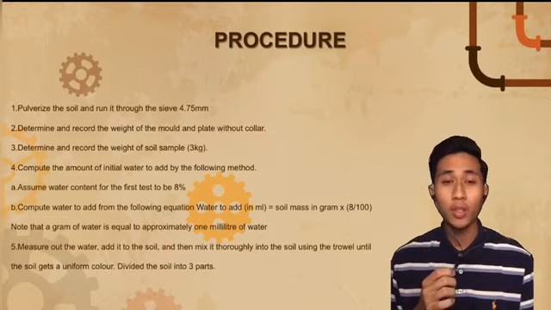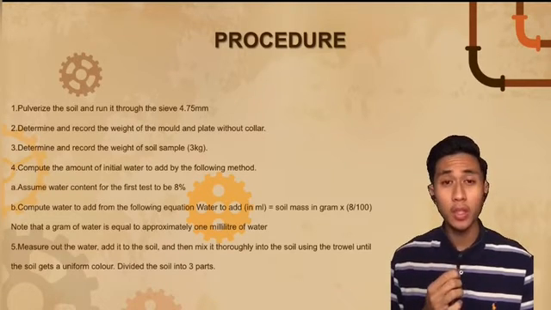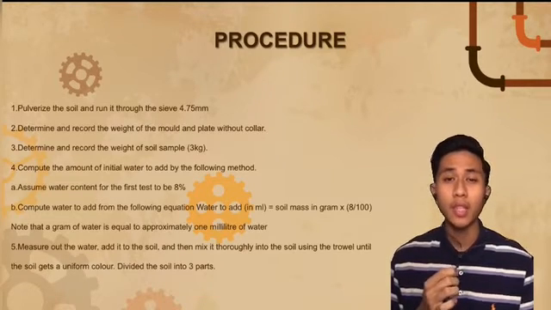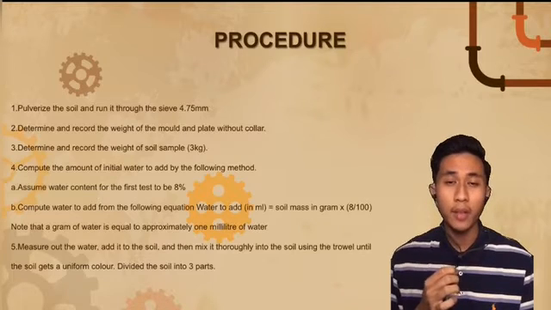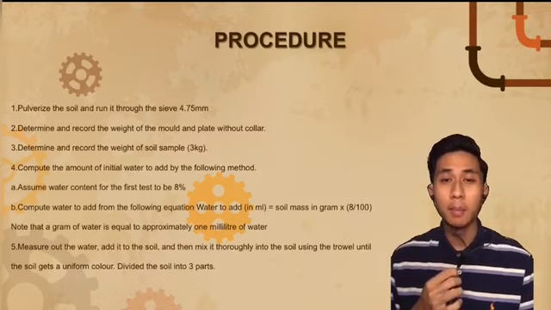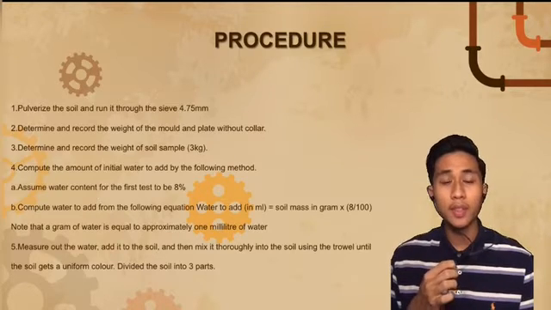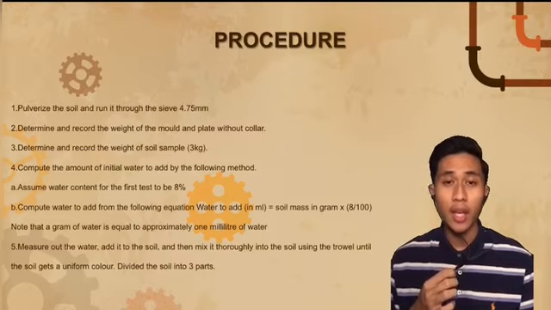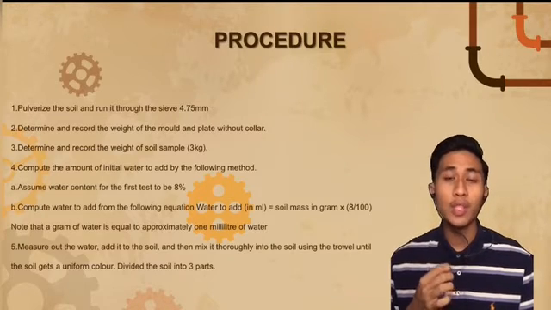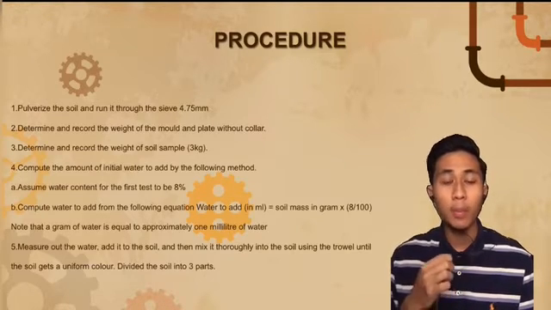And I would like to continue the procedure. The first one is to pulverize the soil and run it through the sieve 4.75 mm. Then determine and record the weight of the mold and plate without collar. Next, determine and record the weight of soil sample in 3 kg, and then compute the amount of initial water to add by the following method.